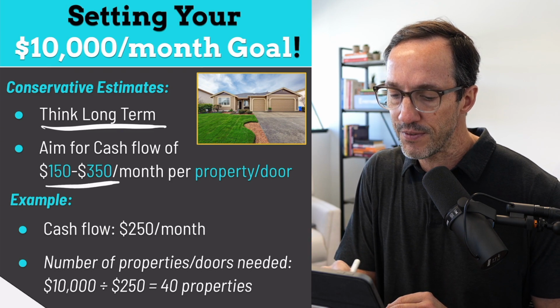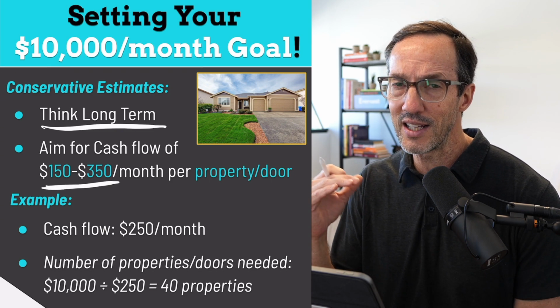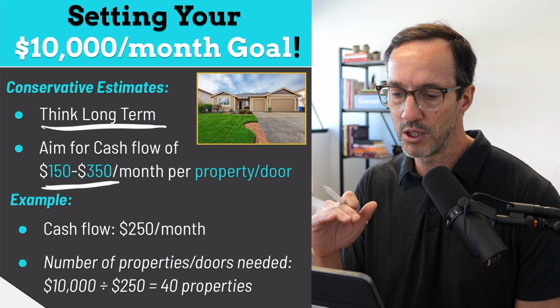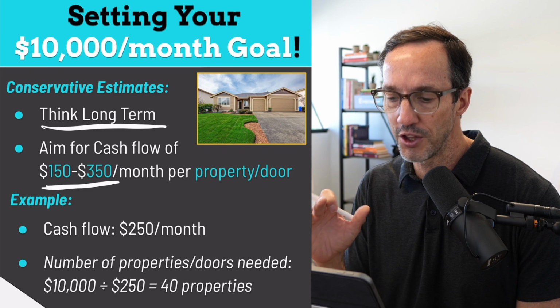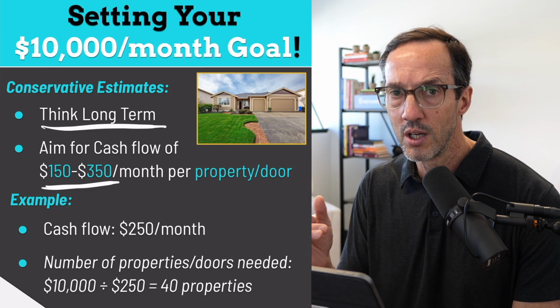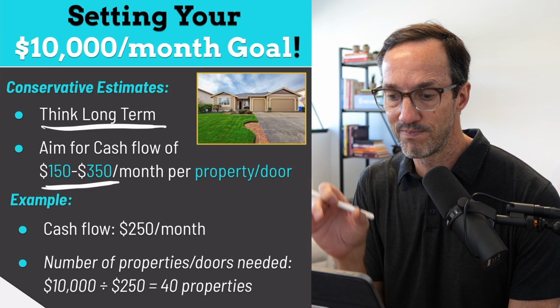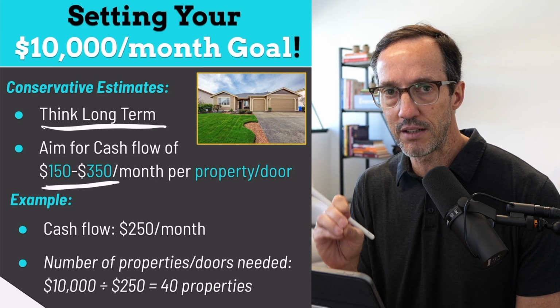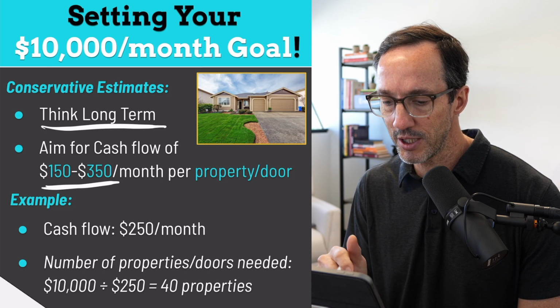You want to aim for cash flow. We always say if it's not at least $100 a month cash flow for that property, you shouldn't buy it. But you really probably want to aim for around $150 to $350 per door. So if you're buying a duplex, you would want $200 to $300 per door. That's, I think, very achievable even in today's market.